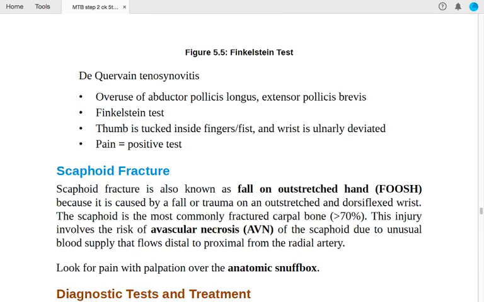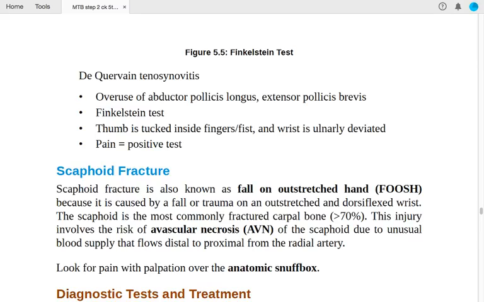Okay, now we're coming towards scaphoid fracture. See, scaphoid fracture is also known as FOOSH. FOOSH is an acronym and it stands for fall on outstretched hand, because it is caused by a fall or trauma on an outstretched and dorsiflexed wrist. So if the wrist is outstretched and dorsiflexed and there is a fall in that position, that trauma can result in scaphoid fracture.